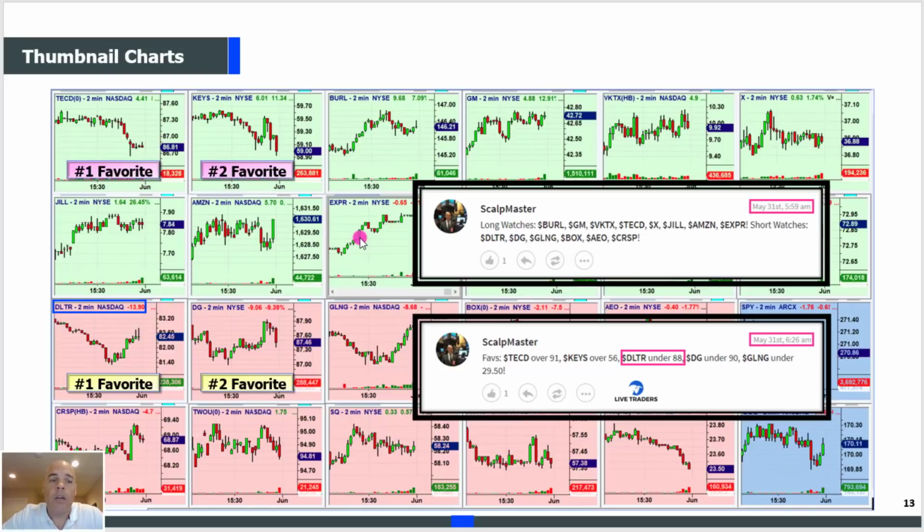I put these on 2-minute timeframes. The reason I put them on 2-minute timeframes is I love to trade from 9:30 to 10:15. It's my bread and butter time of the day to trade. The best time frame, in my opinion, you can use for 9:30 to 10 o'clock is 2 minutes. 1 minute's a little bit fast, 5 minutes a little bit slow, 2 minutes perfect.